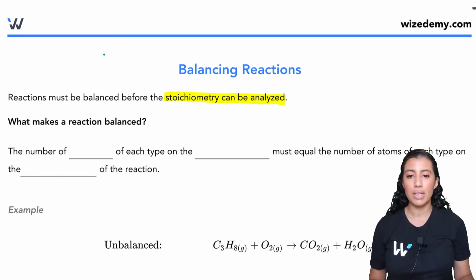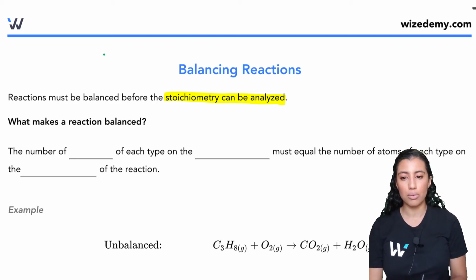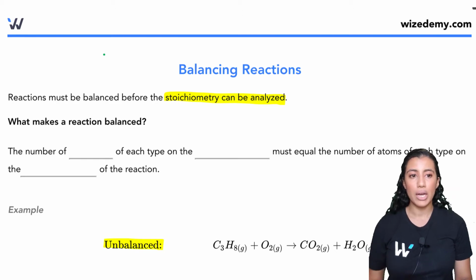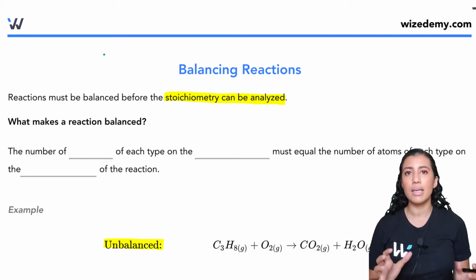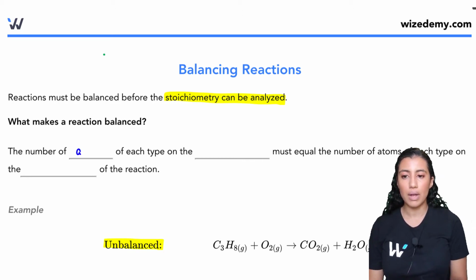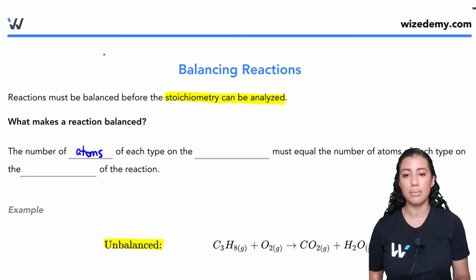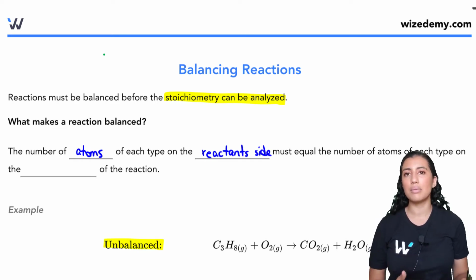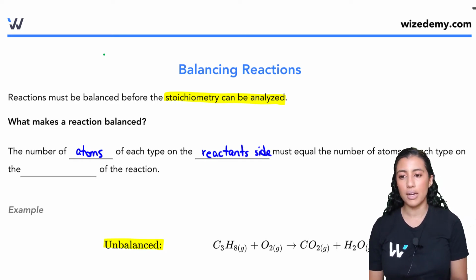So if we're given a chemical reaction shown below, we see that we have an unbalanced chemical reaction. What we're checking for to see if it's balanced is we're going to count the number of each type of atom on the left side, or the reactant side. So the number of atoms of each type, for example, oxygen atoms on the reactant side must equal the number of atoms of each type on the product side.